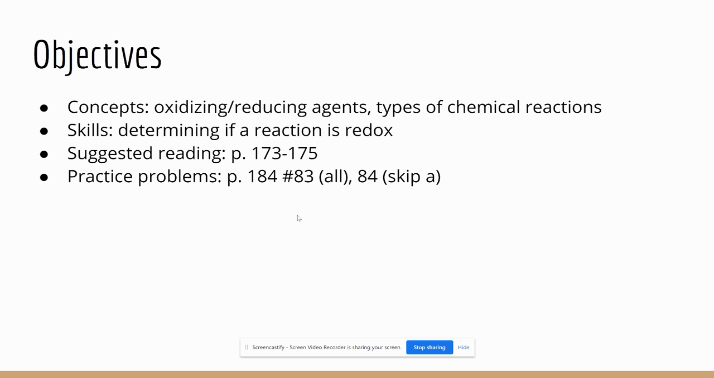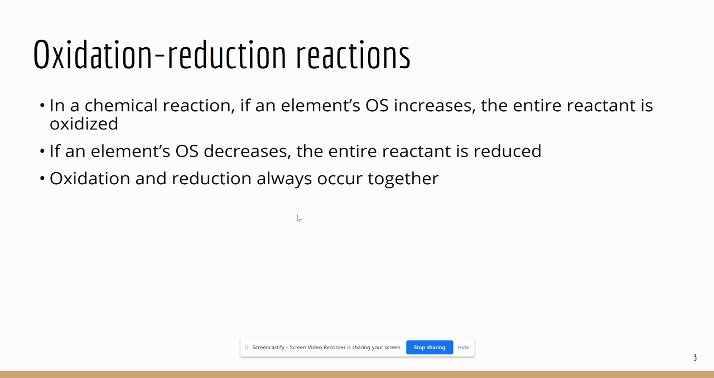Here are our objectives for today's video. Pause here. So in the last video, we learned how to assign oxidation numbers to atoms or molecules, and today we'll be looking at applications of this.